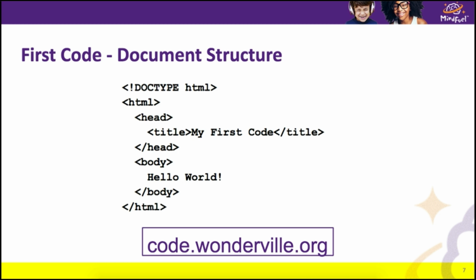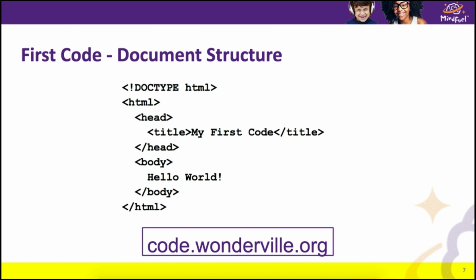The tradition when learning a computer language is to start by displaying Hello World. Here's how it's done with HTML. Let's look at each line of code together. The first line tells the computer's browser program that this is HTML5 code. The next line says the HTML document starts here. This tag needs a matching end tag, which we can see in the last line.